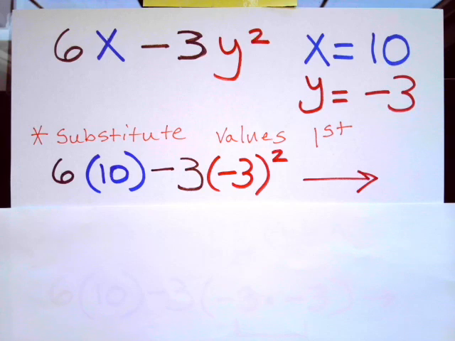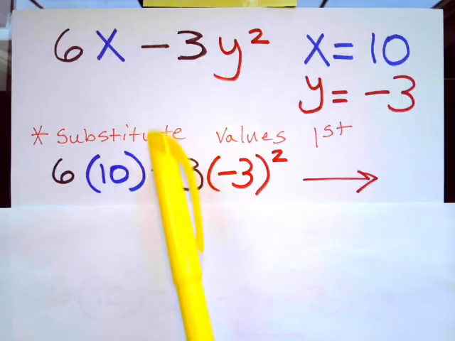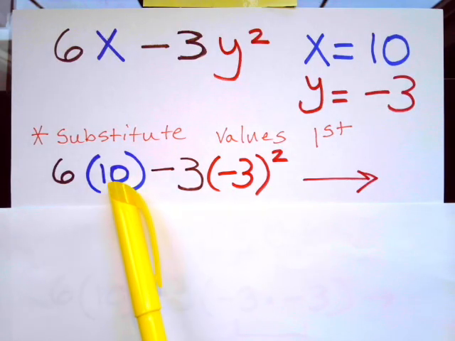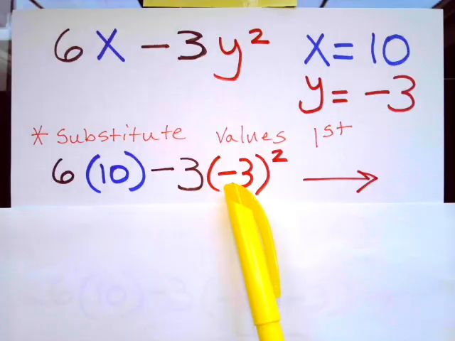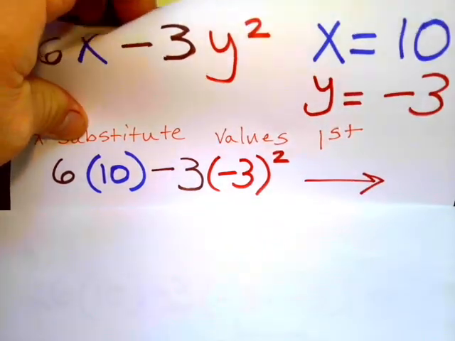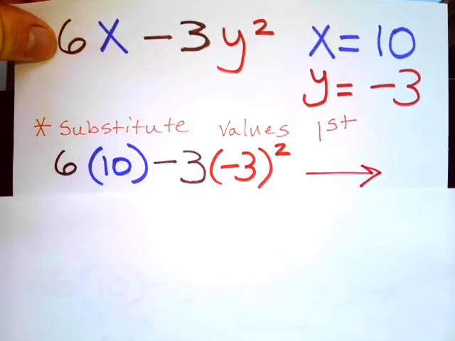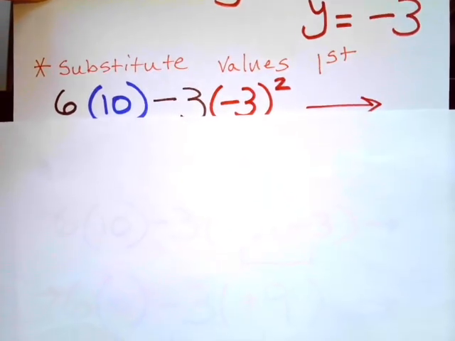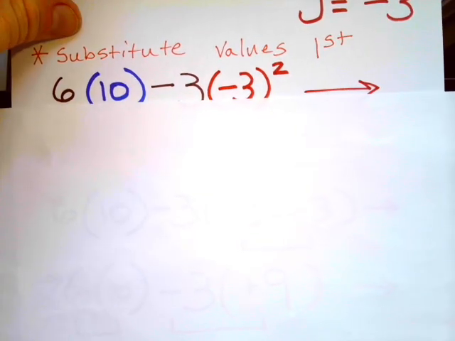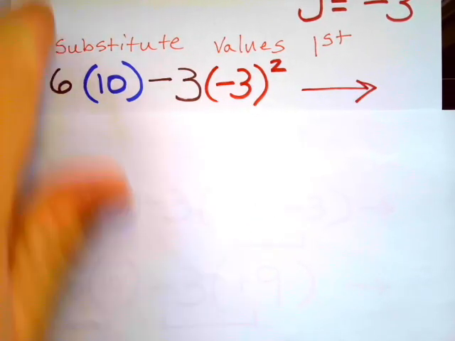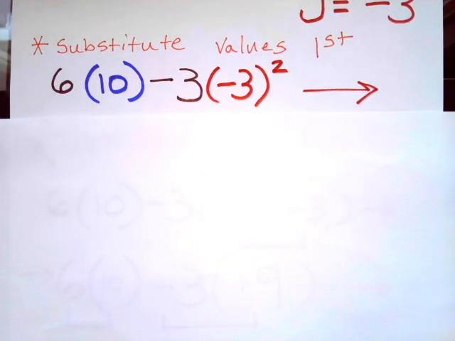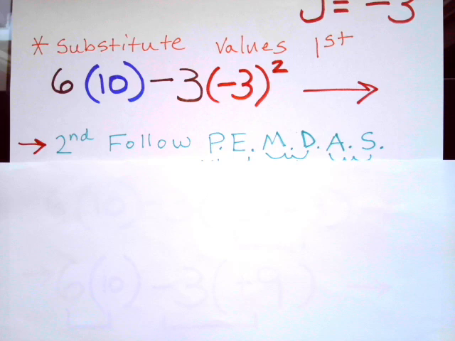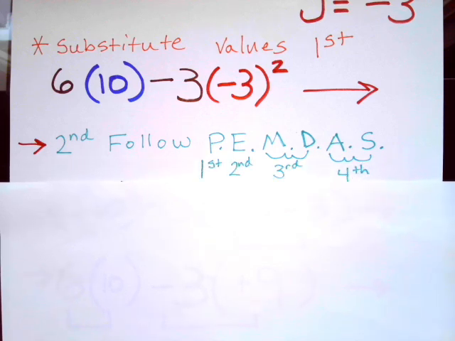Right, so this is what it looks like when you substitute the values of x and y into the expression: 6 times 10 plus a negative 3 times negative 3 squared. So we need to begin to simplify. Again, if I'm going too fast, stop, pause, rewind, and watch this video as often as you need in order to understand. So we're going to follow PEMDAS, again, the order of operations, right? And so I broke it down a little bit here for you.